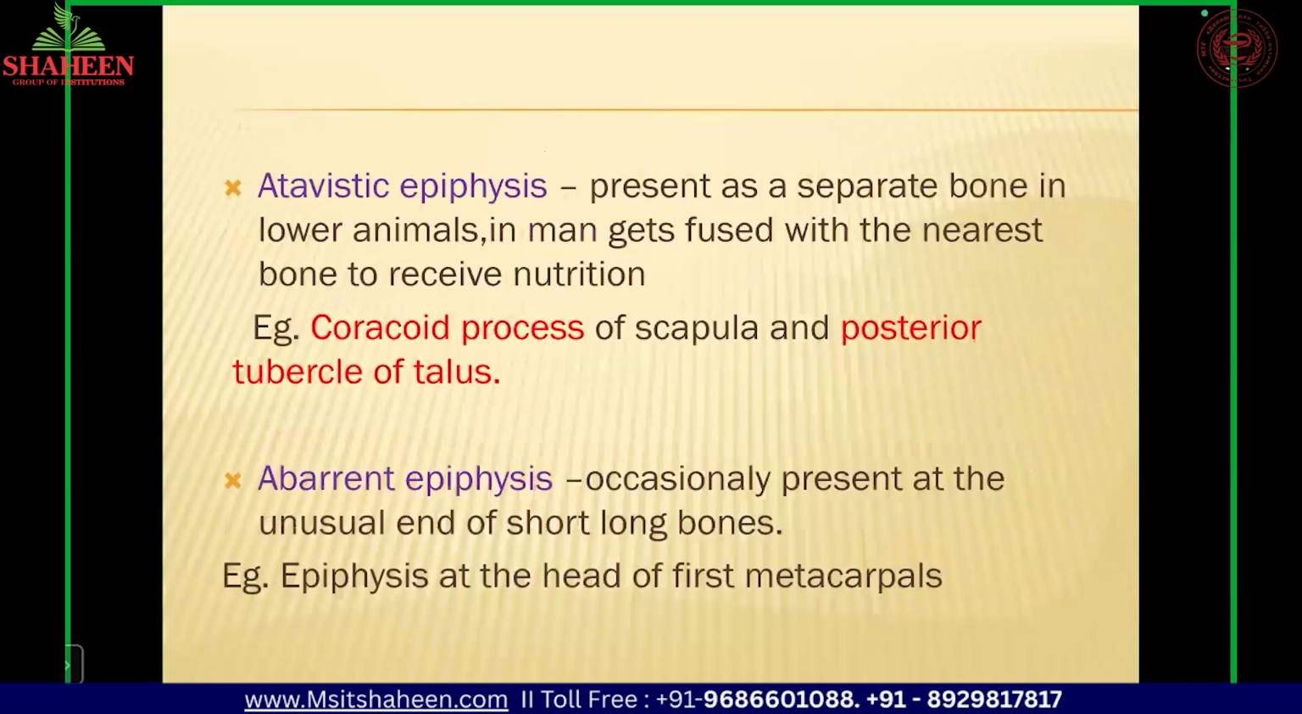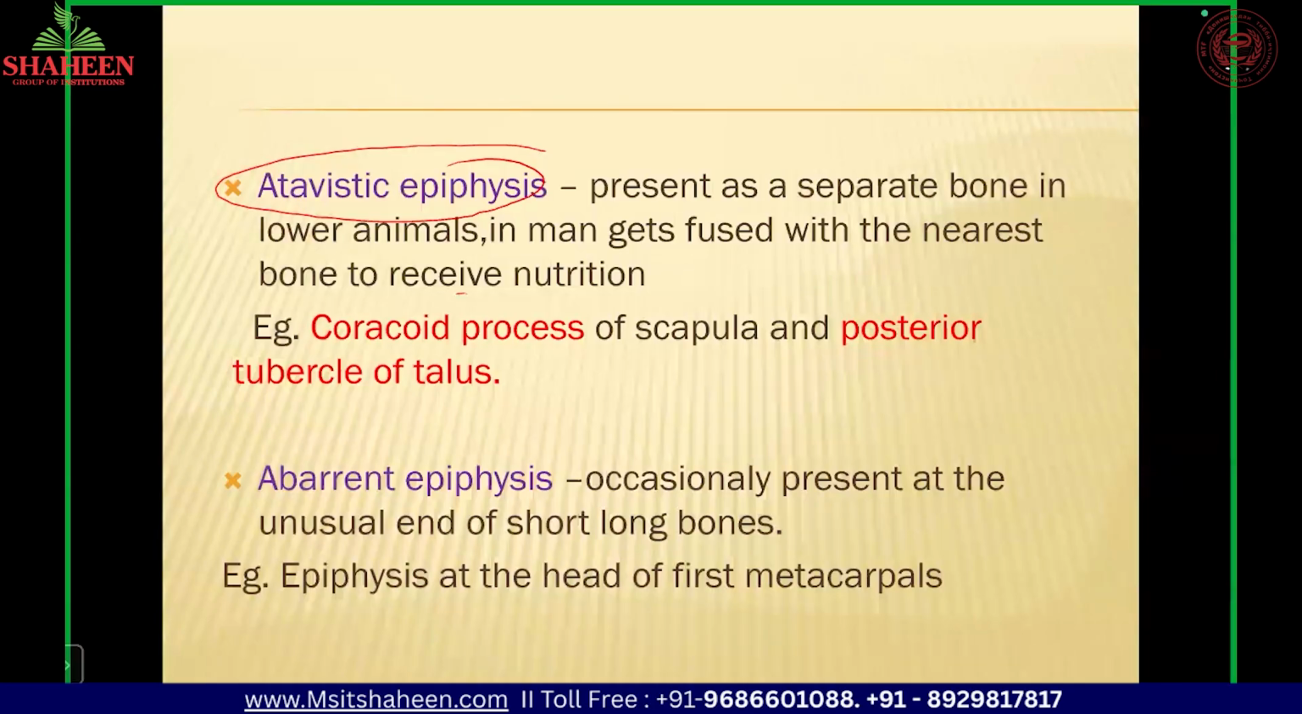So next is the atavistic epiphysis. Atavistic epiphysis means it is present as a separate bone. Of course, these bones are seen separately in the case of lower animals. During evolution, this bone is fused with the nearest bone to receive nutrition. That is meant by the atavistic epiphysis. When you look at the lower animals, this will be a separate bone, but during evolution it is joined with the nearby bone and gets the nutrients from that bone, and it won't be like a separate individual bone in the higher animals.